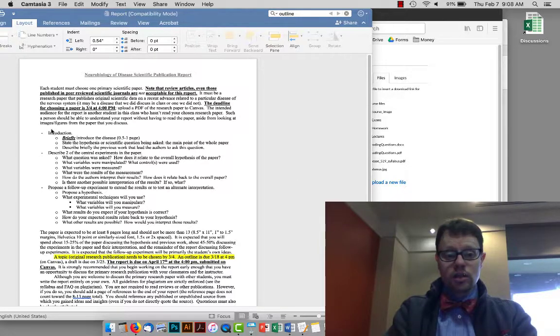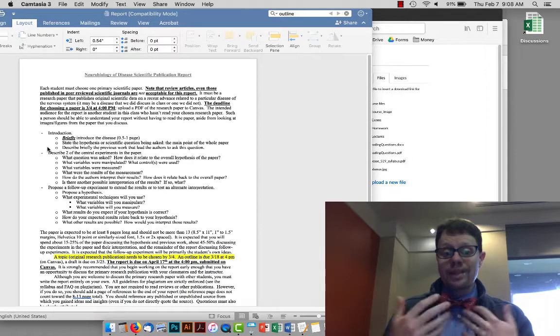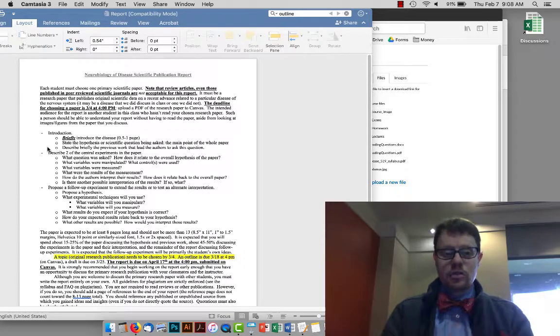There's an introduction in which you briefly introduce the disease, state the hypothesis, and then describe the previous work that you get from the introduction of the paper, to understand what led the authors to ask this question in the first place. From there, you will describe one of the experiments from the paper.